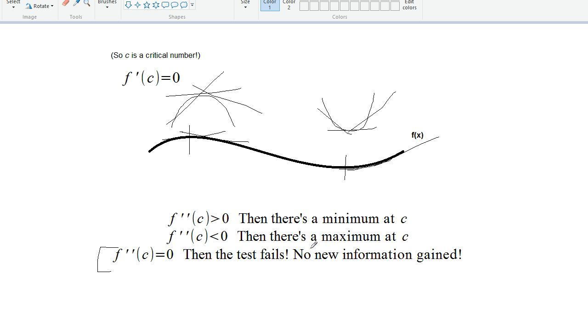So there's also a third case for the second derivative test. Namely, if it's equal to 0, then the test fails. You don't learn anything. You're not sure if there's a relative max or a relative min. So pay special attention to this case, guys, because this does come up in tests.